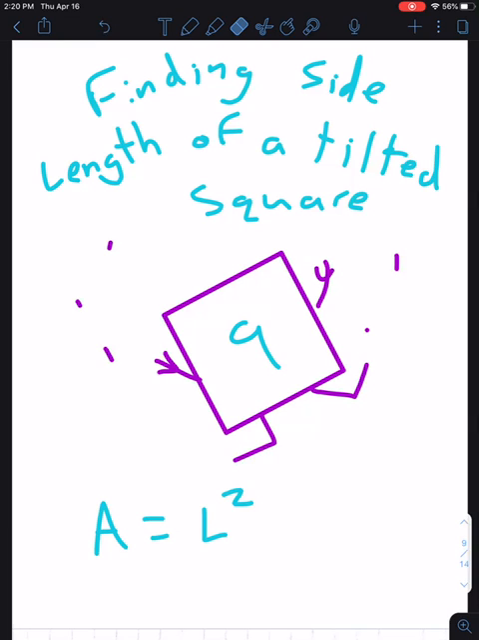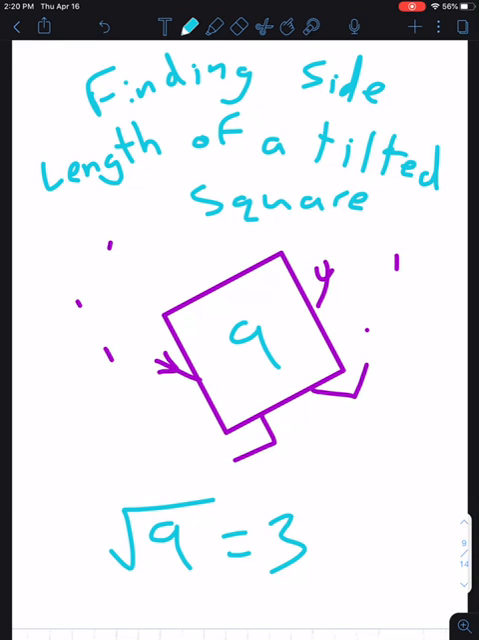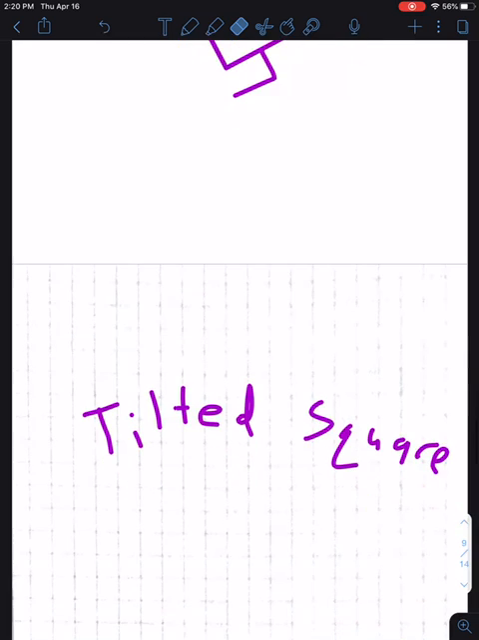So in order to find that side length, if we just reverse this, all we have to do is take the square root of the area to find the side length. So the square root of 9, in this case or in any case, is just 3. So our side lengths of this happy little dancing square are going to be 3. Okay, so let's actually use this on a tilted square.